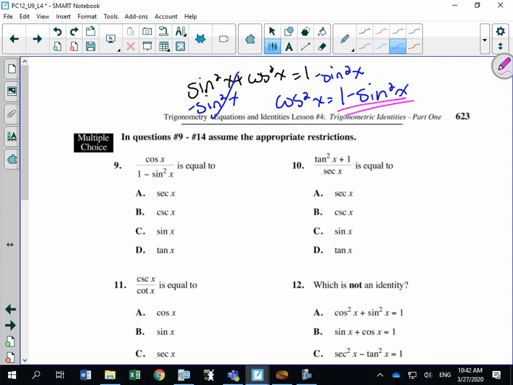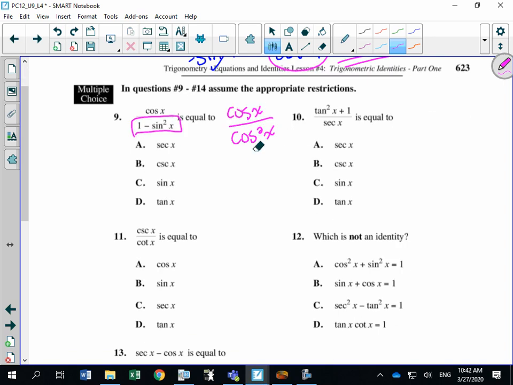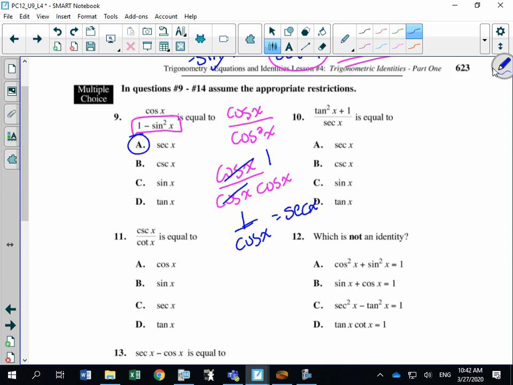So that is an identity, and 1 minus sine squared x could be taken out, and that could go in. So in the numerator, I have cos of x, and in the denominator, I have cos squared of x. What does this equal? So cos of x over cos squared of x, a lot of you will see this, but I'll just write it out. Cos of x over cos of x times cos of x. This would cancel, leaving me 1 over cos of x. And 1 over cos of x, that's a reciprocal identity, and it is secant of x. So 9 would be A.